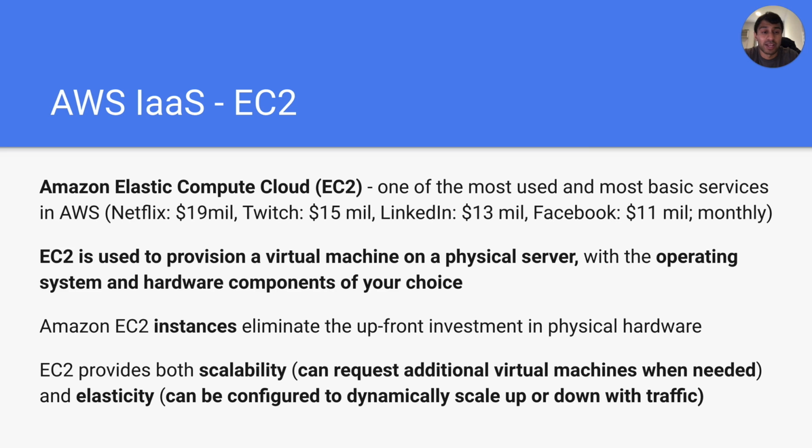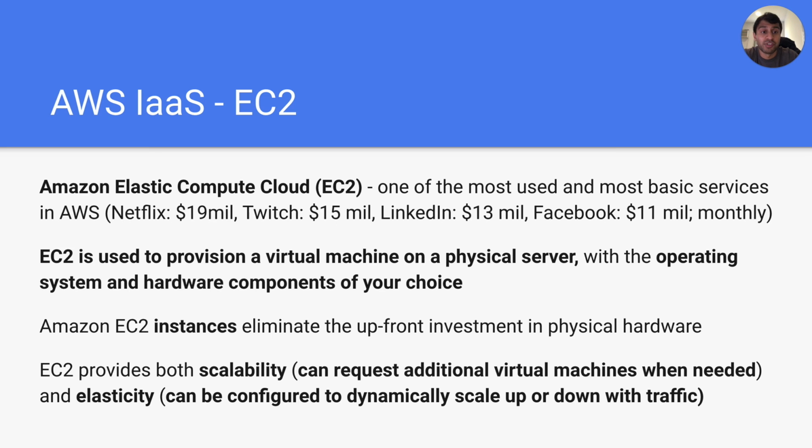And just to give you an idea of how widely used EC2 is, Netflix spends 19 million, Twitch spends 15 million, LinkedIn spends 13 million, and Facebook spends 11 million on EC2 servers monthly. Netflix uses more than 100,000 EC2 instances on AWS for nearly all of its computing and storage needs. This includes the databases, the analytics that they run, the recommendation engines that they have, as well as the video transcodings themselves.